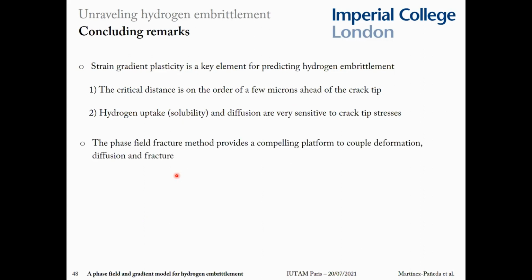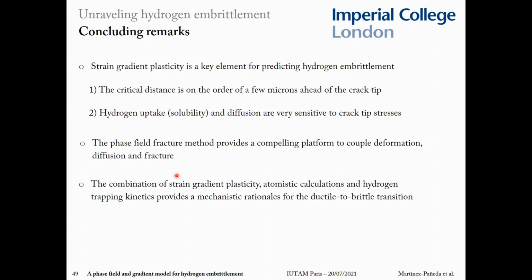And then what we saw as well is that the phase field fracture method provides a very powerful platform for these coupled physical phenomena. So we can easily couple deformation, diffusion, and fracture. And we can do that in a mechanistic way. We can think of what's happening at atomistic scale. That's going to give us how the fracture energy degrades with hydrogen content. We can also introduce the hydrogen trapping kinetics to know exactly how much hydrogen we're going to have on those brittle interfaces.